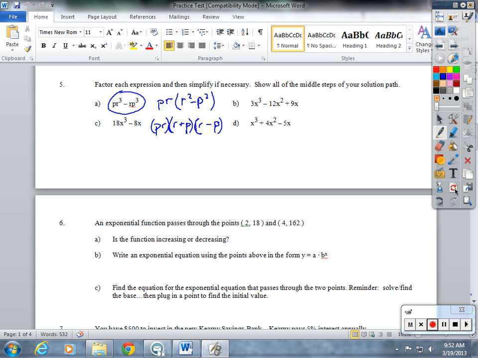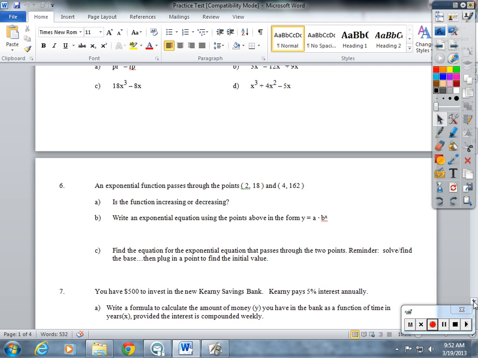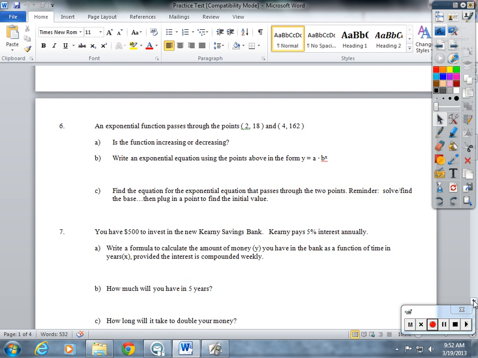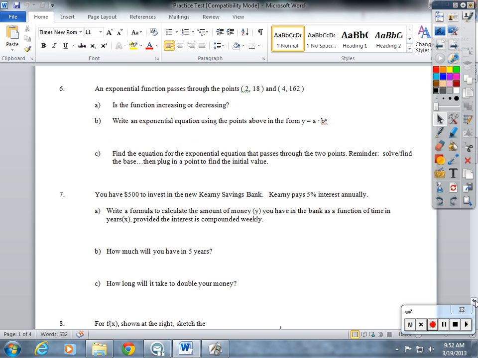Okay. Let's scroll down here, maybe look at another problem. And if you ever need answers to any of these, you just let me know and I can go over them in class with you. An exponential function passes through the points (2, 18) and (4, 162).